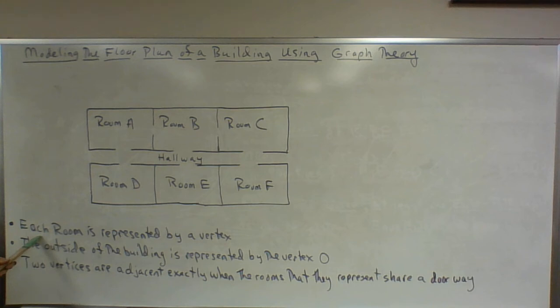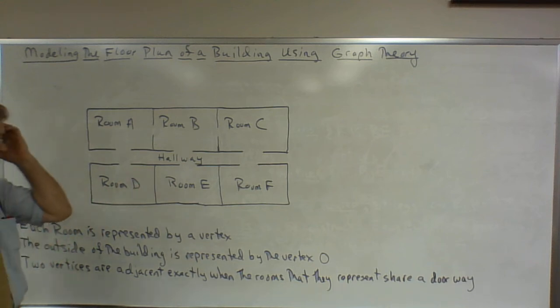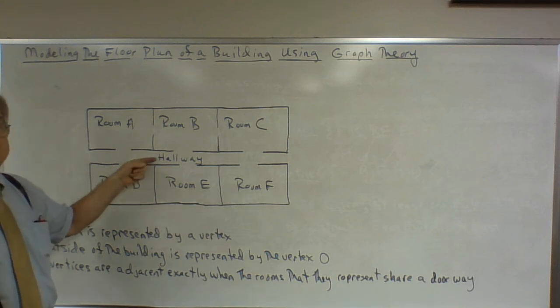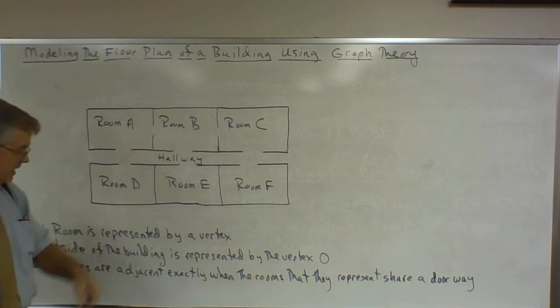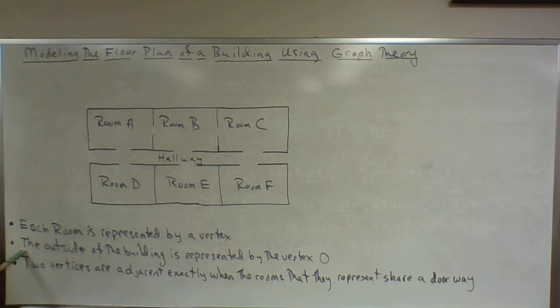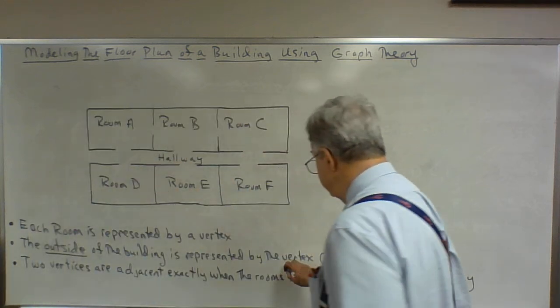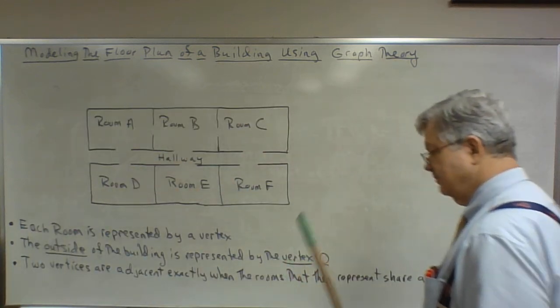Each room is represented by a vertex. So in our graph, we'll represent room A by vertex A, we'll represent room B by vertex B, and so forth. And the hallway, I'm going to be real original, I'm going to have the hallway represented by vertex H. And notice this bullet point, the outside of the building is represented by the vertex O. Maybe I should emphasize that: outside represented by the vertex O for outside.